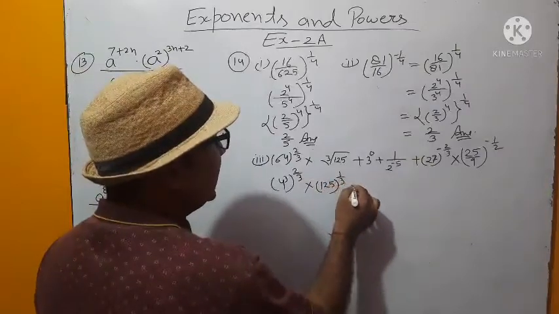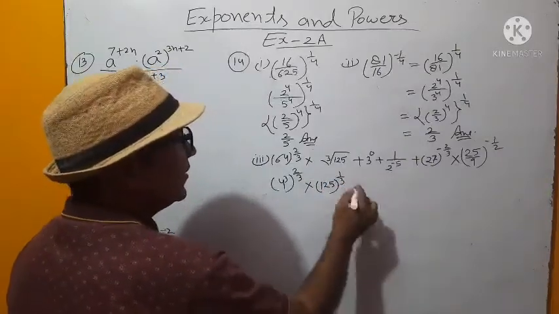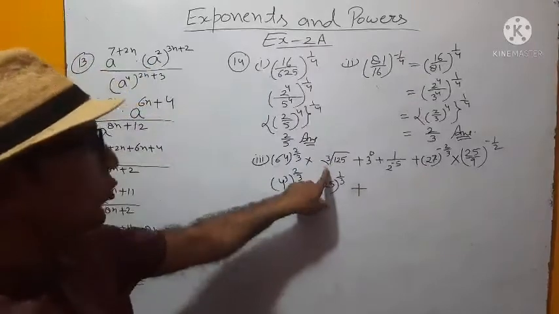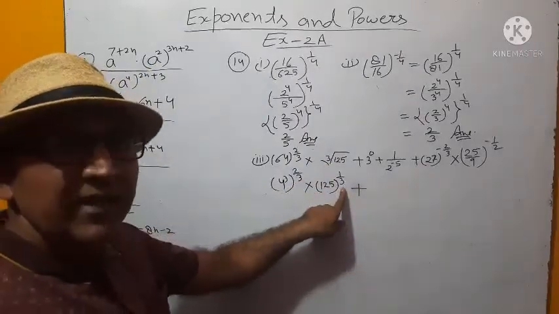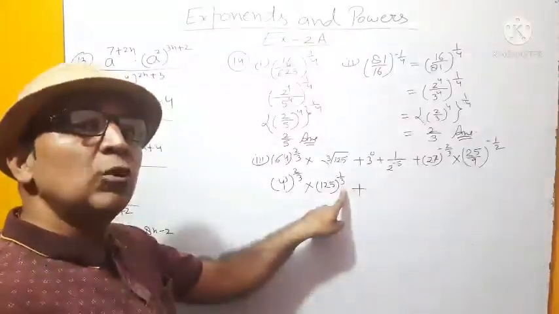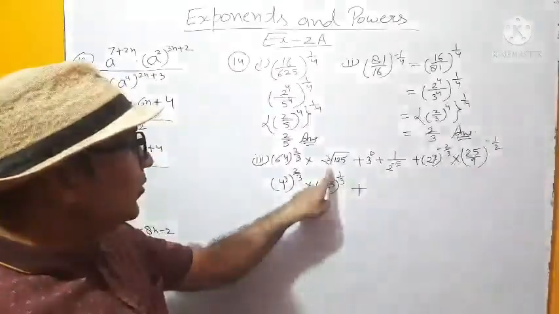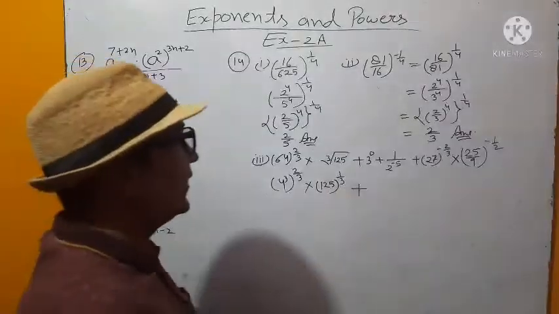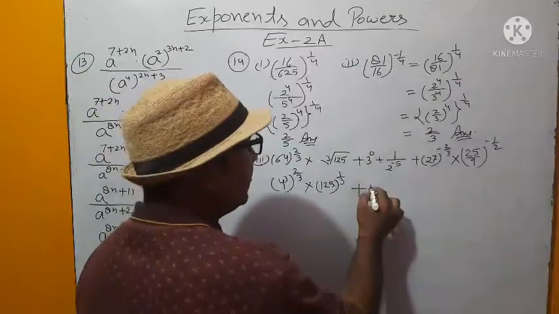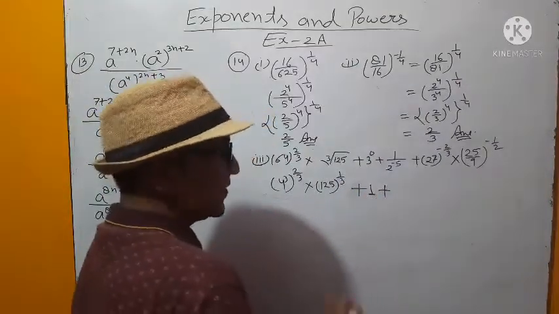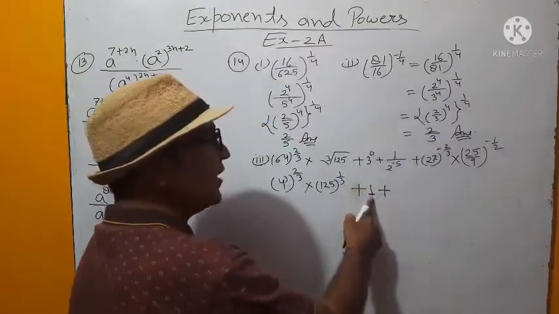125 to the power 1 by 3. Yes, cube root means whole power 1 by 3. Square root means whole power 1 by 2. And cube root means whole power 1 by 3. 3 power 0 means 1. If the exponent is 0, then the value is always 1.